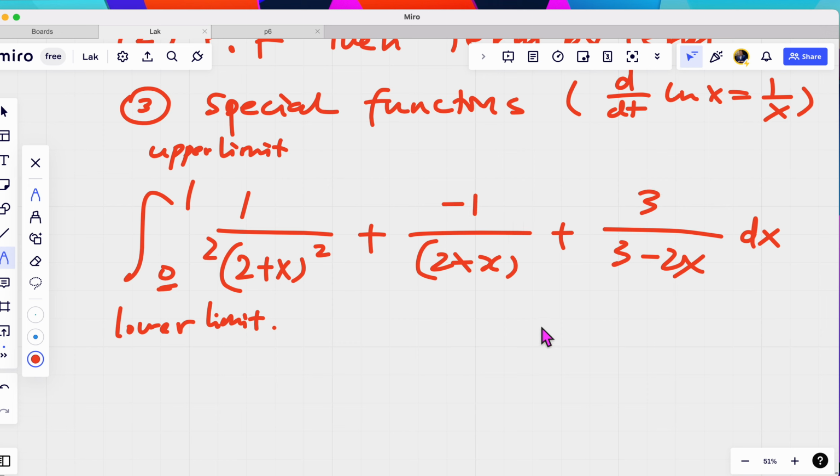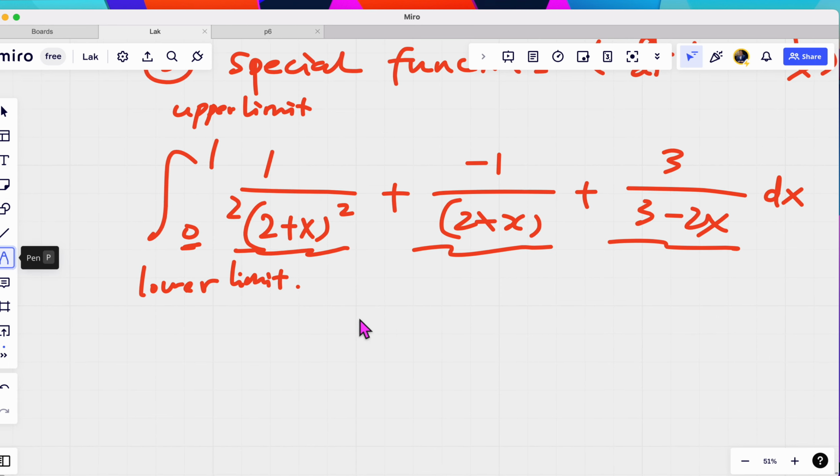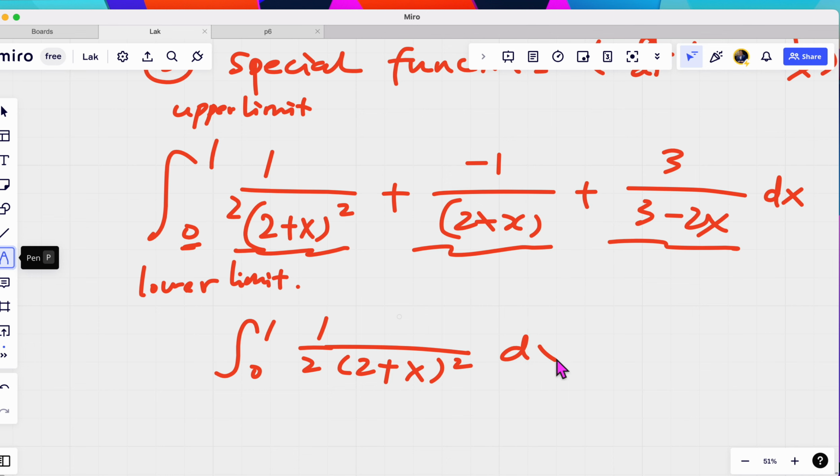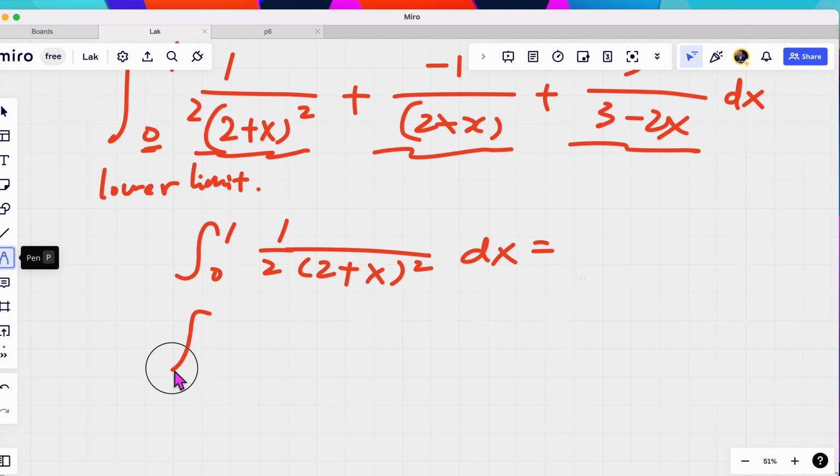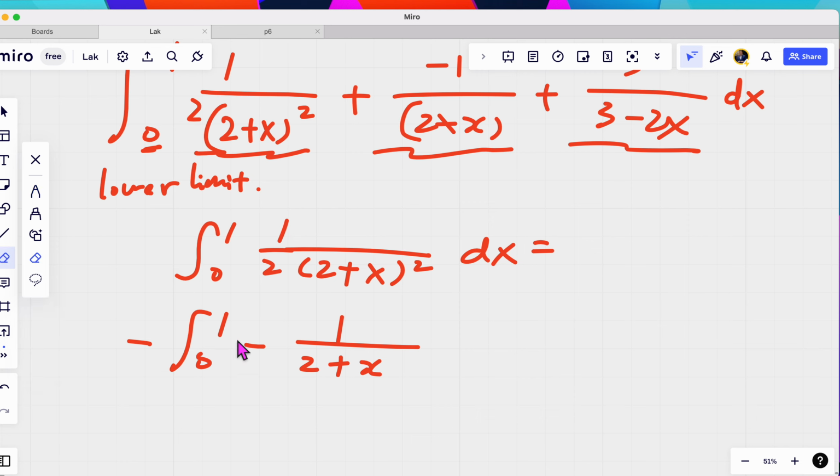Alright, so now you just integrate each of these. That's called term by term. Now you have the term by term, right? So you integrate from 0 to 1, this one first. What do you get? This one is negative 1 over 2 plus x. And by the way, your negative you can take out because it's a coefficient, because you don't want to integrate so many things. Then you have the 3, which is here.